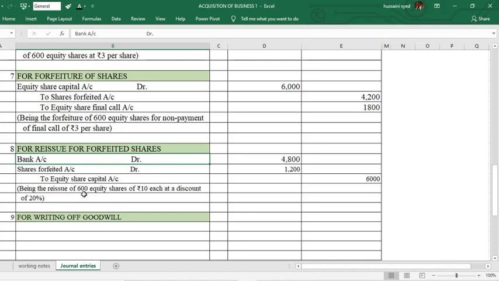How many shares have they reissued? 600. These are being reissued at rupees 8 each. So 600 into 8. How much is the discount that we have given? We have given a discount of rupees 2 each. 600 into rupees 2 each. What was its total value? 6,000.